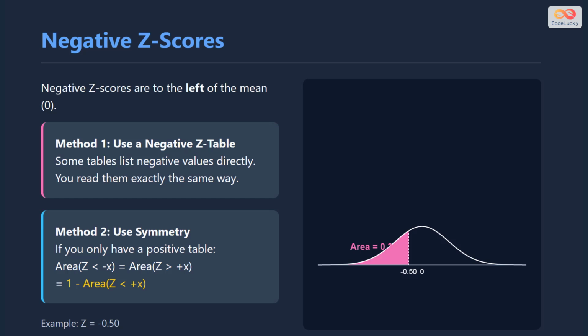What if your z-score is negative, like negative 0.50? Since the curve is perfectly symmetrical around 0, the area to the left of negative z is the same as the area to the right of positive z. However, most modern tables just have a negative section where you can look it up directly to find the area to the left.